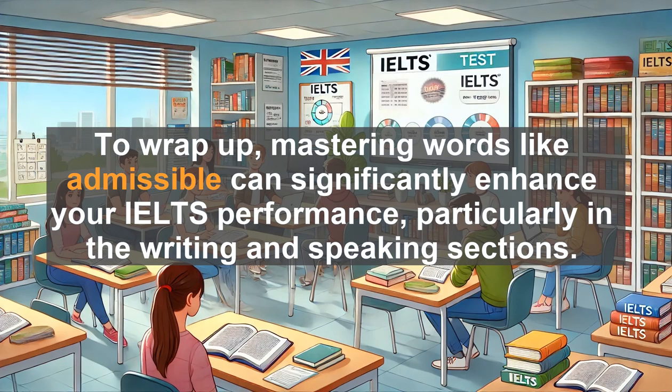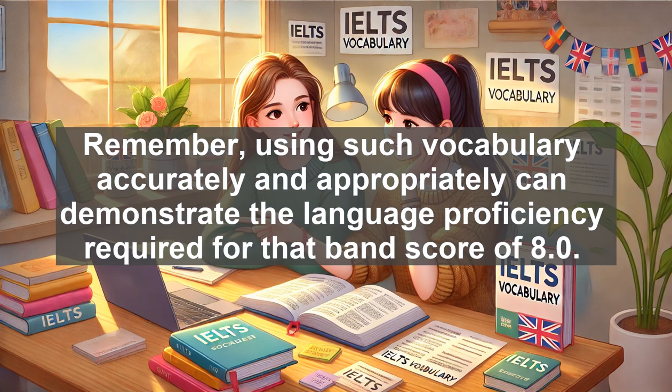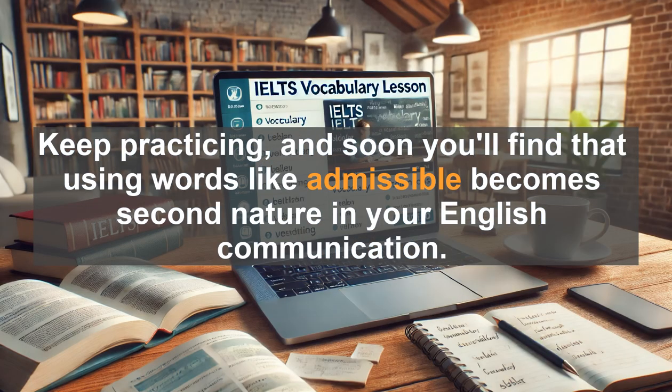To wrap up, mastering words like admissible can significantly enhance your IELTS performance, particularly in the writing and speaking sections. Its formal tone and precise meaning make it an excellent choice for discussing rules, regulations, or criteria in various contexts. Remember, using such vocabulary accurately and appropriately can demonstrate the language proficiency required for that band score of 8.0. Keep practicing, and soon you'll find that using words like admissible becomes second nature in your English communication.